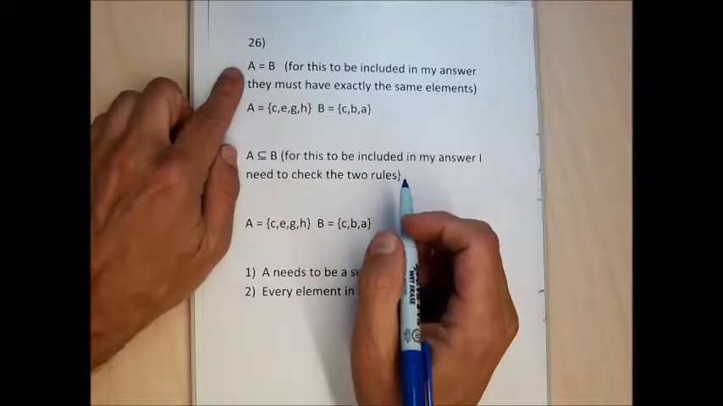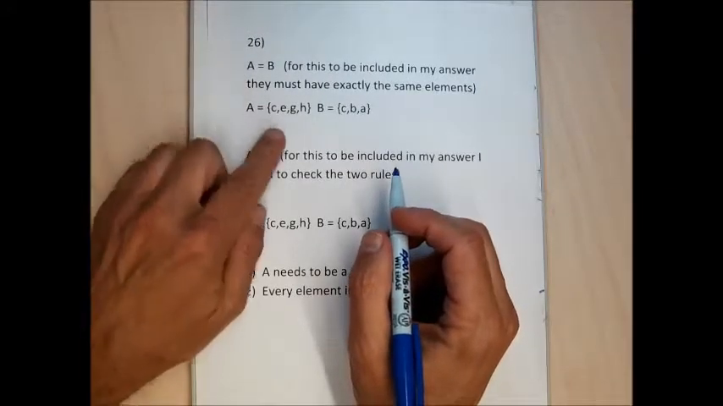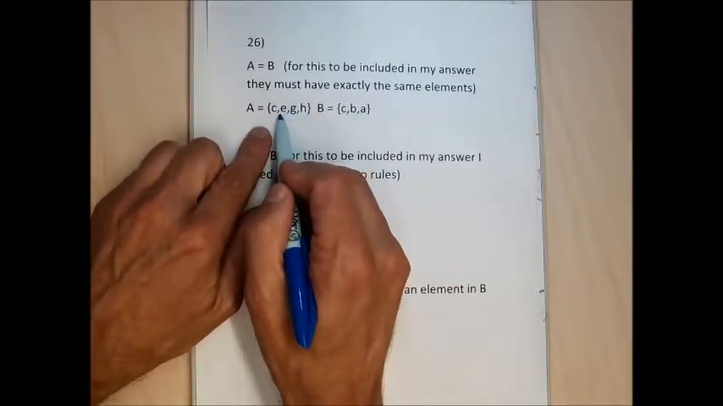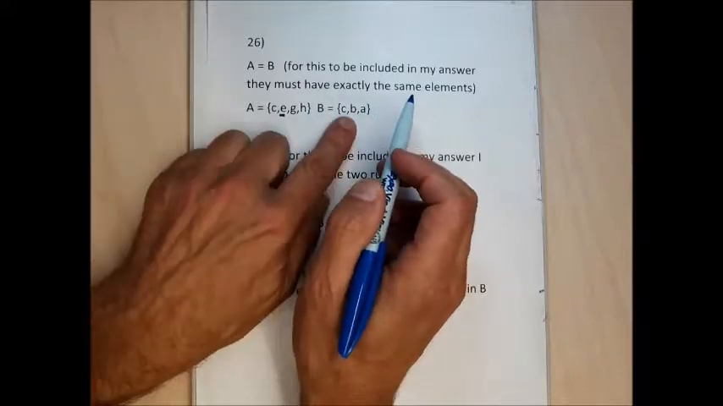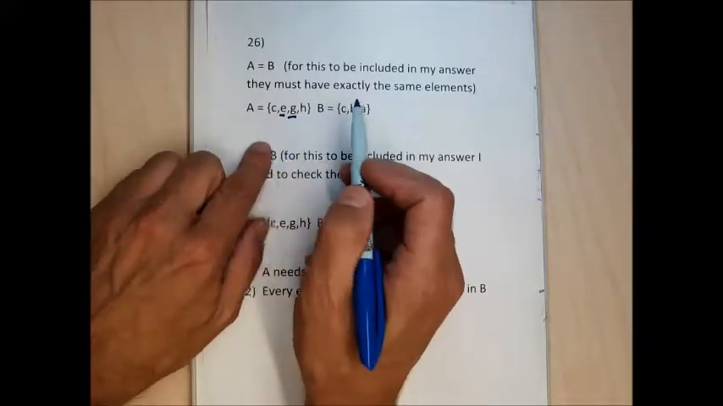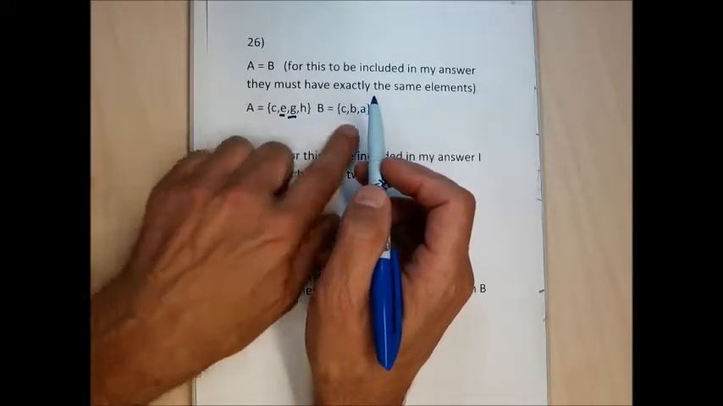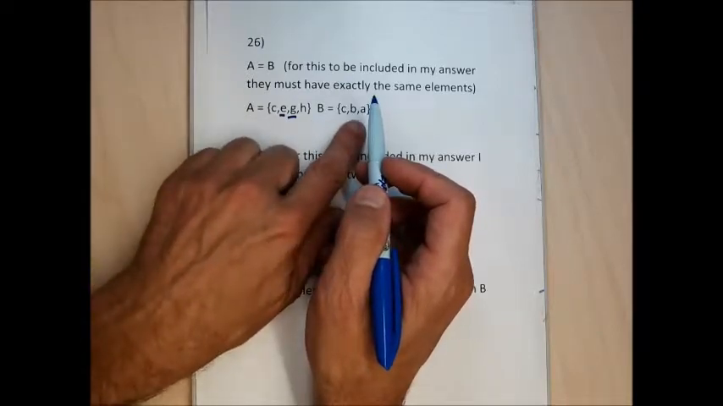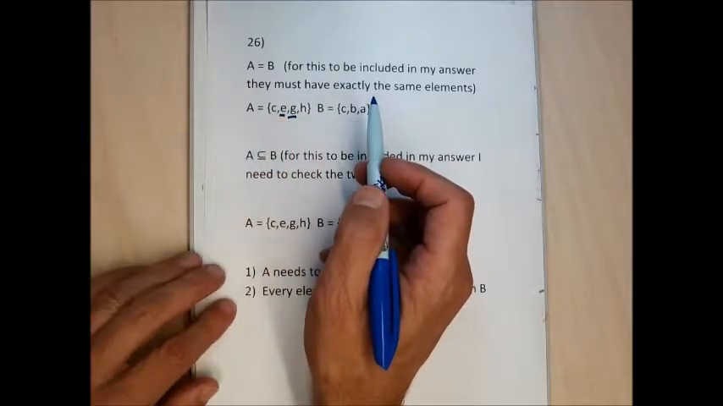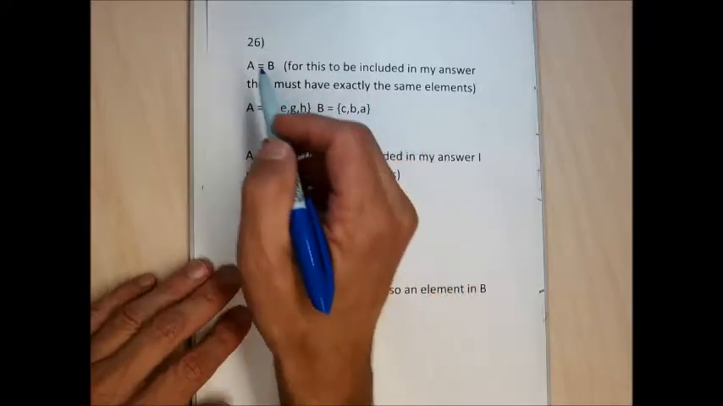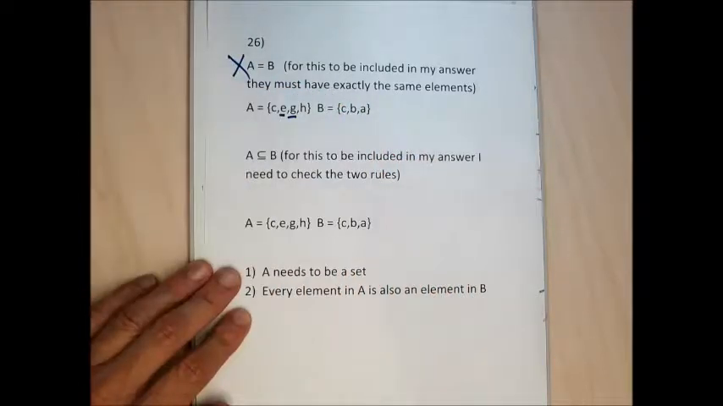First symbol I need to check is if A is equal to B. They're clearly not equal. A has the letter E in it that B doesn't. It has a letter G in it that B doesn't. They have to have exactly the same elements, and they don't. They don't even have the same number of elements, so that one's no good.